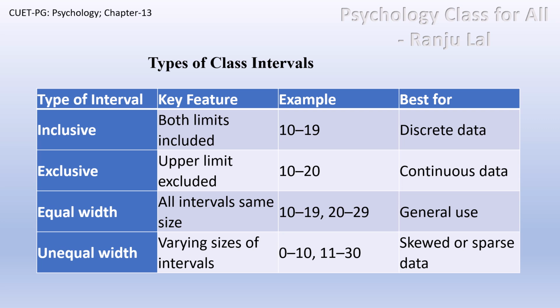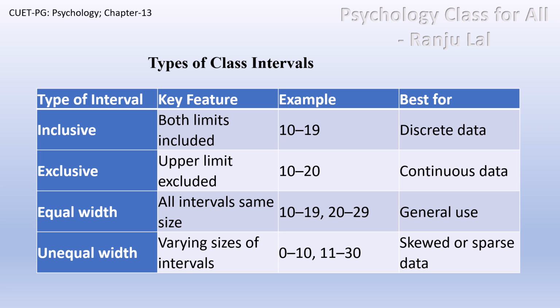For example, an interval includes 10 to 19. Here, values 10 and 19 both are included. In exclusive class intervals, the upper limit is excluded and the lower limit is included. It is used for continuous data, for example, time and scores. An example of intervals could be 10 to 20. Here, 10 to 19.99 would be included, but the exact value 20 will go to the next class, 20 to 30.